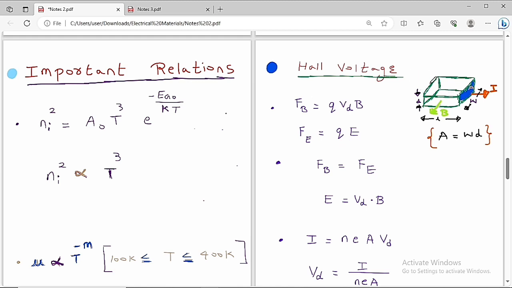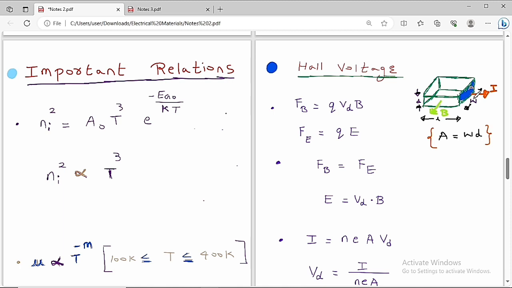The semiconductor has some dimensions. As you can see clearly, there is a W dimension, an L dimension, and a d dimension, which is nothing but the height of the semiconductor. L is the dimension of the semiconductor along the current axis. This is the direction of the current, and L is in the same direction. Therefore, L is the dimension of the semiconductor along the current direction.